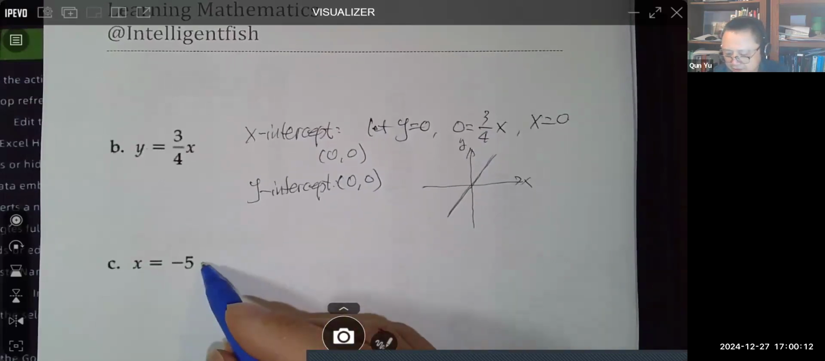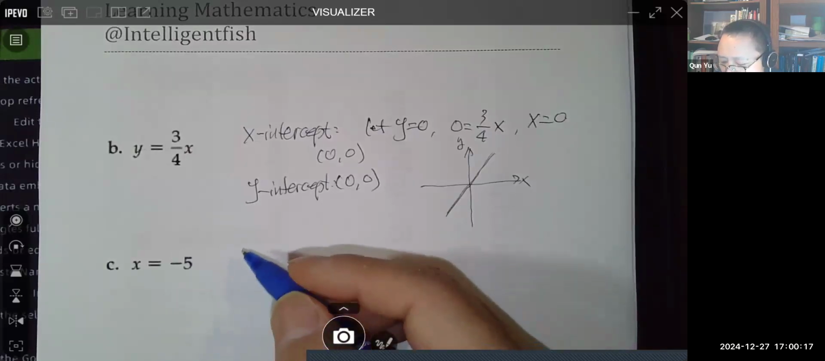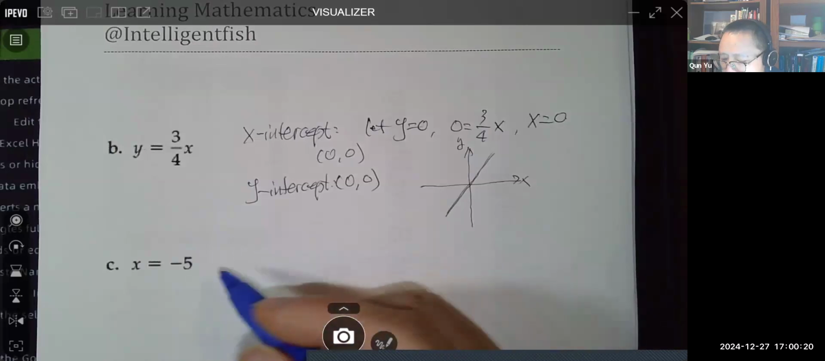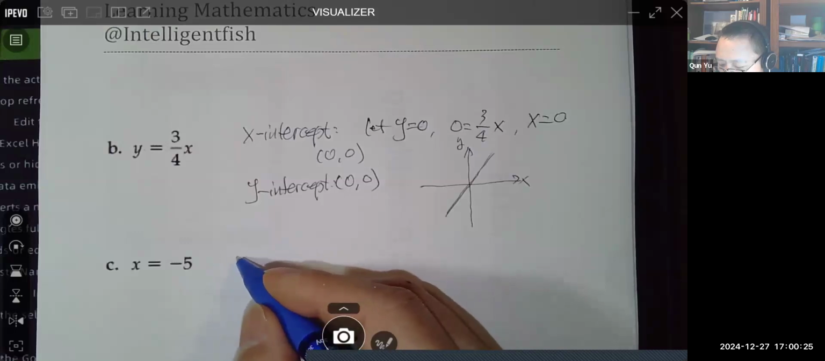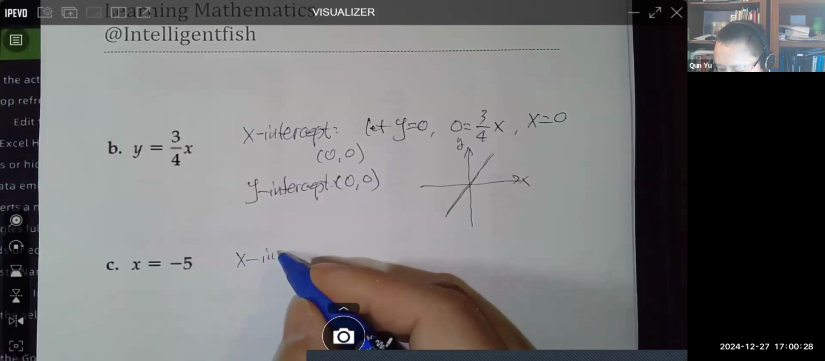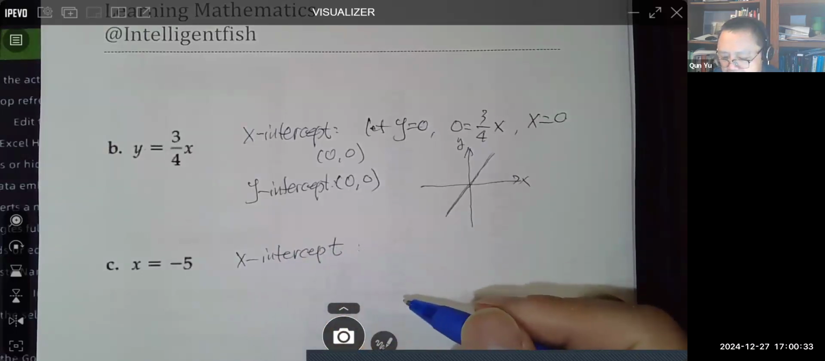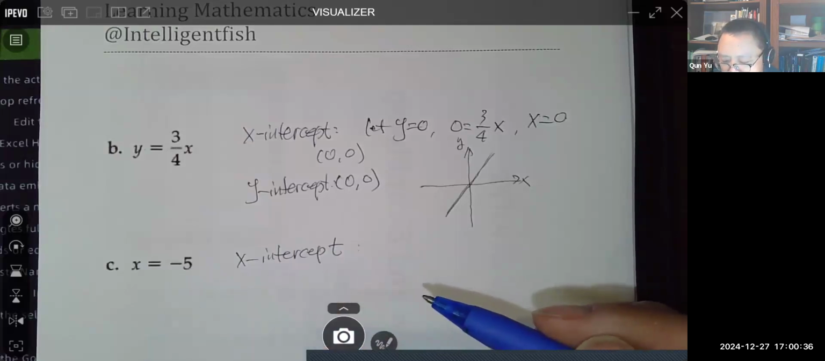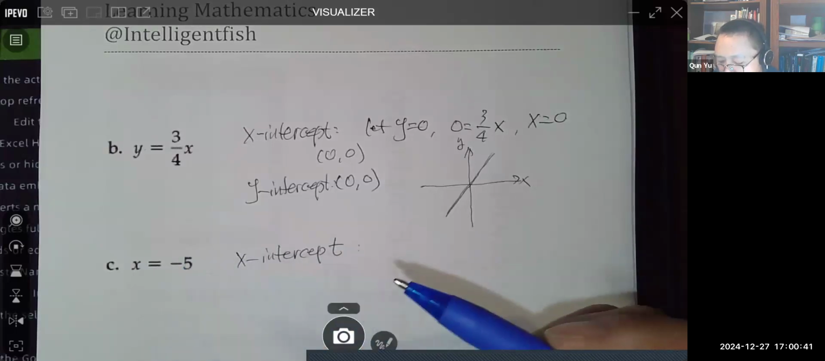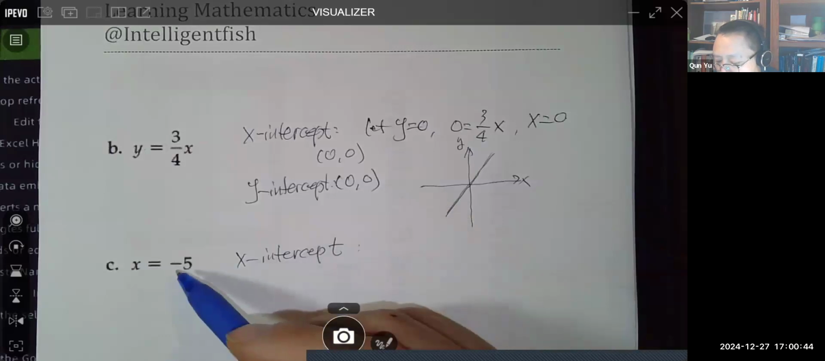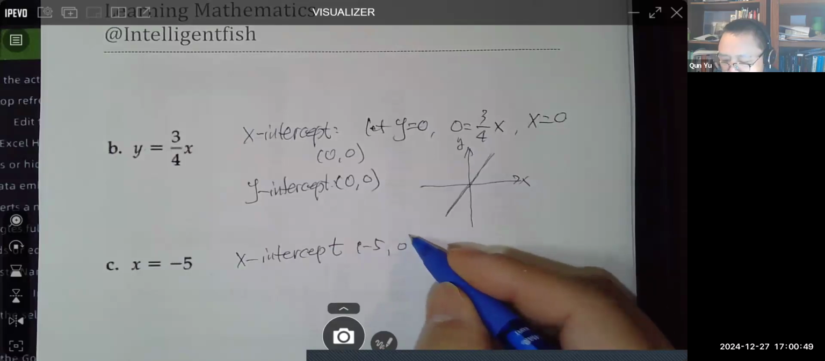Now this one, x equals -5. You can do it by drawing the graph, or you can do it by just looking at the equation using basics. So for the x-intercept, you let y be 0. But y is not involved. Y can be any number. X is always -5, which means if y equals 0, x also equals -5. So (-5, 0) is the x-intercept.